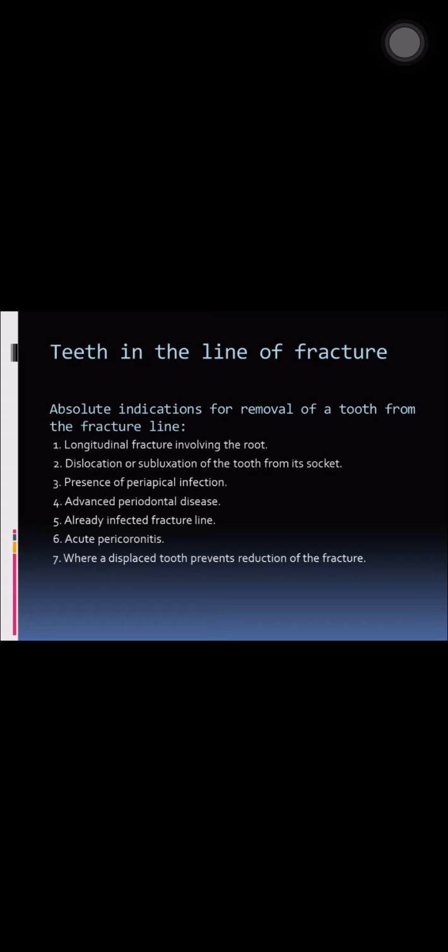Absolute indications for removal of a tooth from the fracture line: longitudinal fracture involving the root, dislocation or subluxation of the tooth from its socket, presence of periapical infection, advanced periodontal disease, already infected fracture line, acute pericoronitis, where a displaced tooth prevents reduction of the fracture.